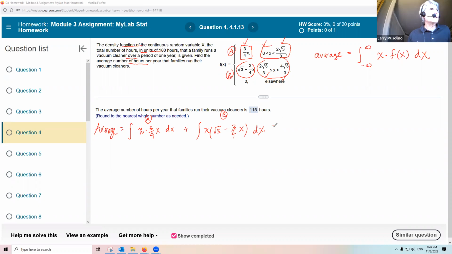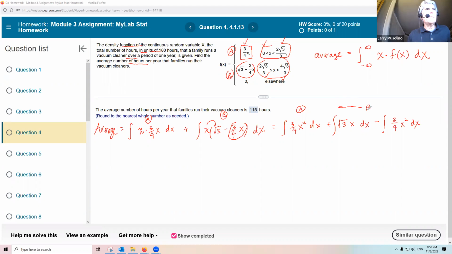All right, let me clean this up a little bit. So this is going to be the integral of 3/4 x squared dx. This was part A. And part B, I'm going to break up into 2 parts. I'm going to write this as the integral of the square root of 3 x dx minus the integral of 3/4 x squared dx. Okay, so this is part B here.